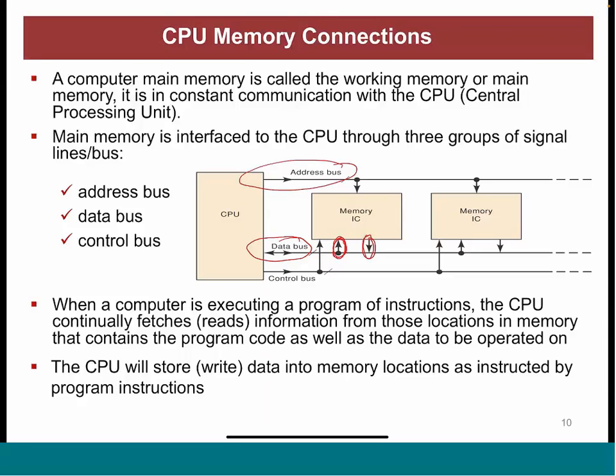And we have the control bus. The control bus is the one used for the other lines, for example, the memory enable, the read-write, and so on. Some have other pins, but those are the most important ones: the memory enable and read-write pin. So we have three types of buses to connect the memory to the CPU. So this is how it's connected.